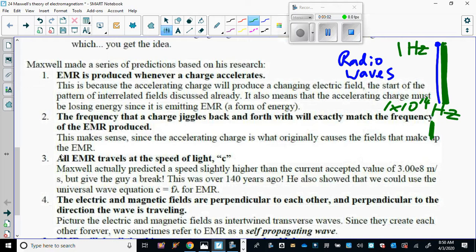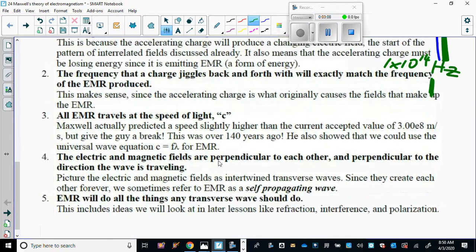Number 3, all EMR travels at the speed of light, which is our next lesson, a fantastic lesson on how we calculate the speed of light. And there's the value you should know for the speed of light, 3 times 10 to the 8 meters per second. Number 4, the electric and magnetic fields are perpendicular to each other and perpendicular to the direction the wave is traveling. Just refer to the previous lesson where I had that animation of the electromagnetic wave; the fields are always perpendicular to one another. And then electromagnetic radiation will do all things any transverse wave can do, like refraction, interference, polarization, and we'll get onto those things later on in life.